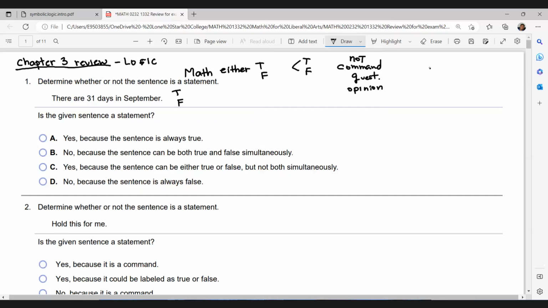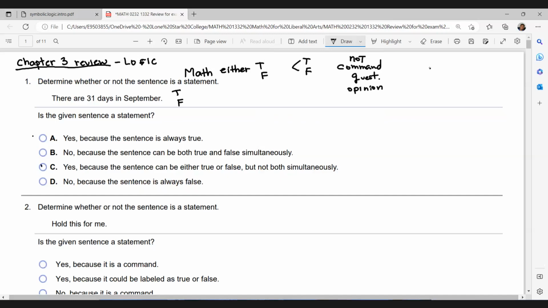In this given statement, we'll have to double check what's going on with September because I don't remember whether it has 31 days or not. Let me look at the calendar real quick. So it only has 30 days. Therefore, this statement is false.